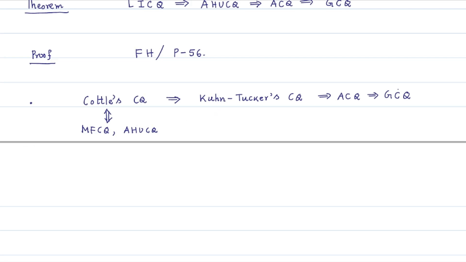Please look at chapter 5 of the Bazaraa-Sherali book for this general discussion. You will be enriched on the constraint qualification topic by looking at this detailed discussion and the interrelationship of several constraint qualifications in this chapter. With this very short description of constraint qualification, I now stop the lecture here, and this lecture eventually finishes unit 6 of this course, theory for constraint optimization problems.